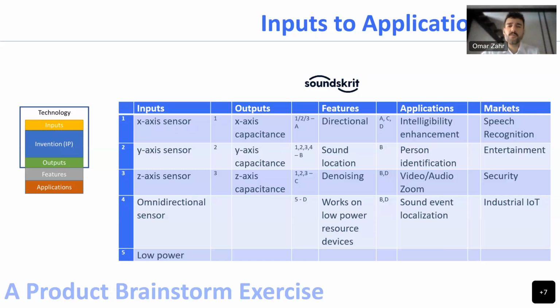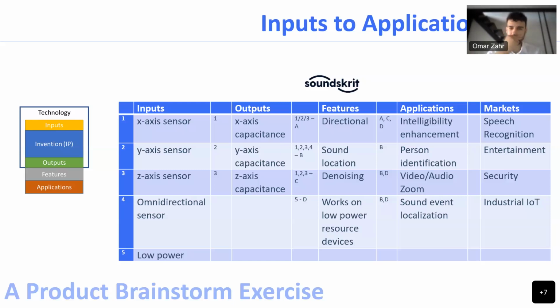So what we did with SoundScript when we picked up the invention was first identify what the inputs to the technology were. We understood that what we had was essentially a fiber that could pick up sound velocity, and it could pick it up in one axis. So the first thing that we determined was that if we wanted to, for example, record audio in three dimensions, we would actually need a sensor in each axis, X, Y, and Z. What we then understood was that as each one of these fibers would move, it would generate a capacitive signal, which we could then relate to an acoustic signal. And so the outputs of that invention were an X-axis capacitance, a Y-axis capacitance, and a Z-axis capacitance.